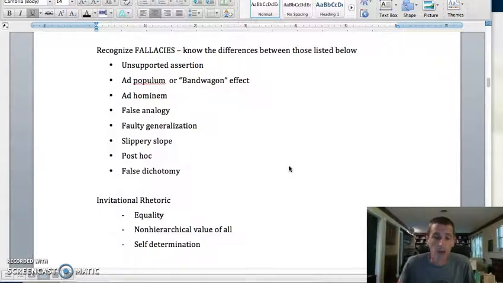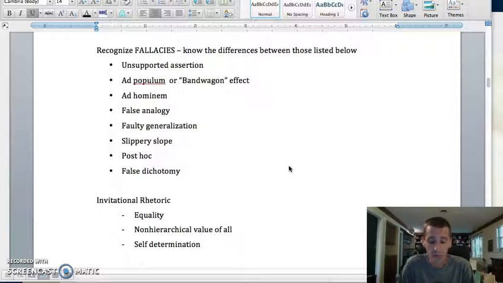Right? Second, the ad populum fallacy, also known as the bandwagon effect. This is essentially the fallacy that says because everybody believes it's true, it is. And obviously this is not the case. Popular opinion does not necessarily make something true or right.